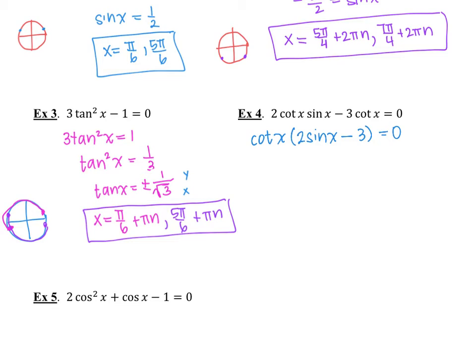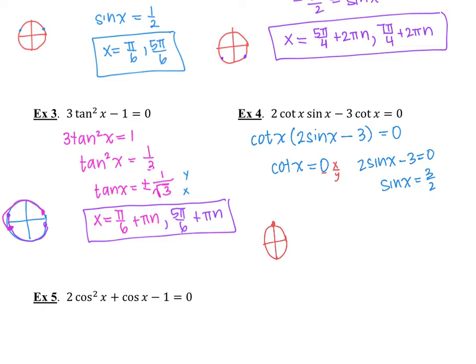Okay, since it equals 0, I can use the zero product property, which will tell me that cotangent x equals 0, or 2 sine x minus 3 is equal to 0. Let me rearrange this. Now if the cotangent of x is 0, this is the x over the y, so it's where the x values are 0 on the unit circle. Or that'd be 0, 1, and 0, negative 1, down here and up here.